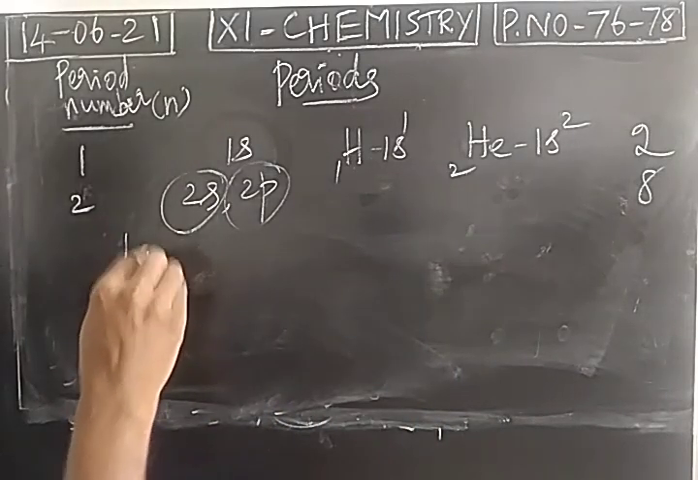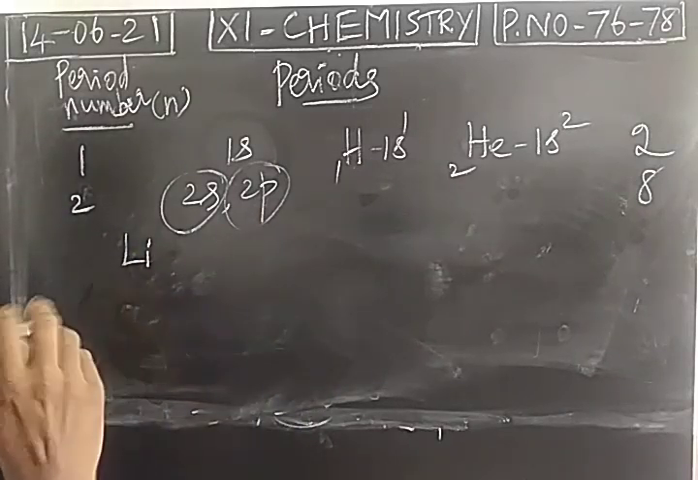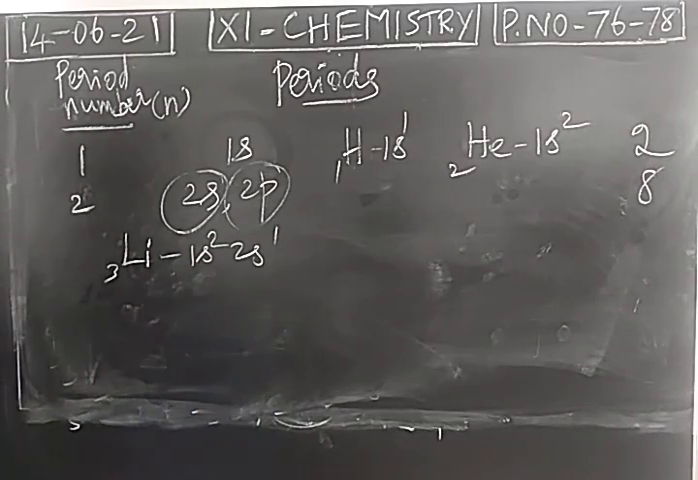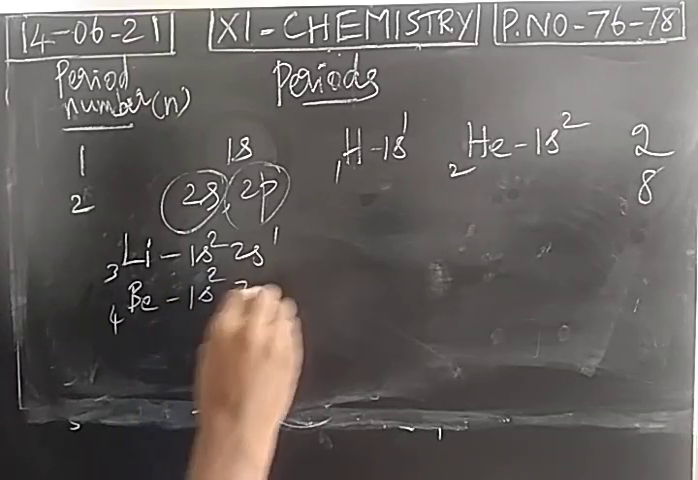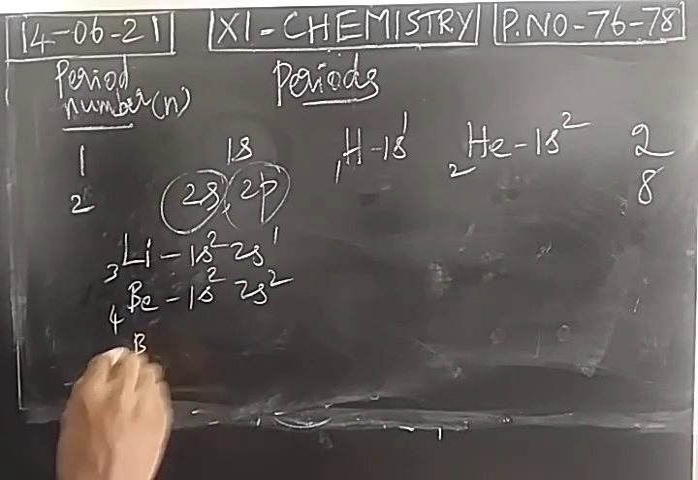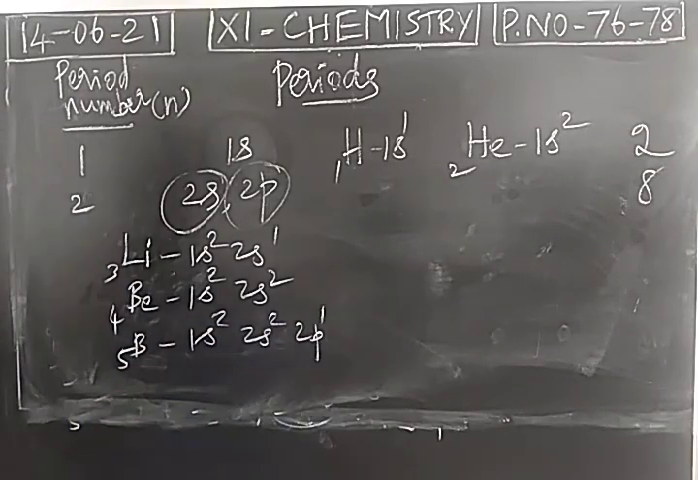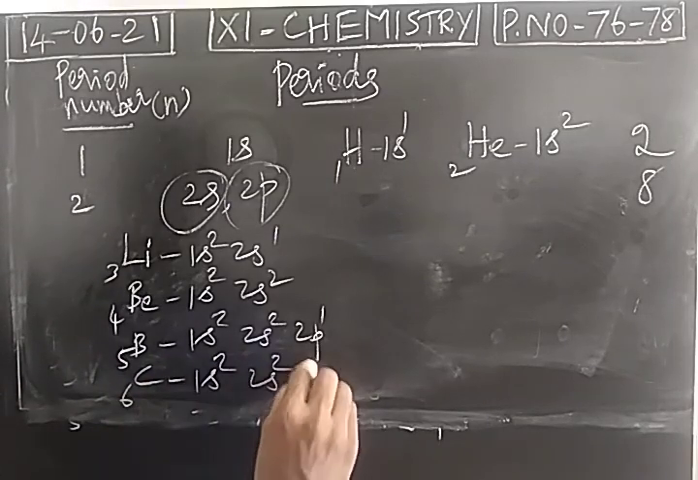First element, lithium. In the second period, the first element is lithium, 1s2 2s1. Then beryllium, 1s2 2s2 electronic configuration. Next, boron, 1s2 2s2 2p1. Carbon, 1s2 2s2 2p2.